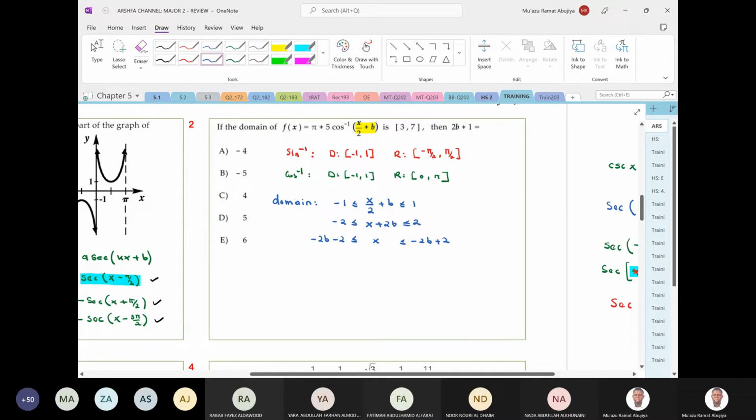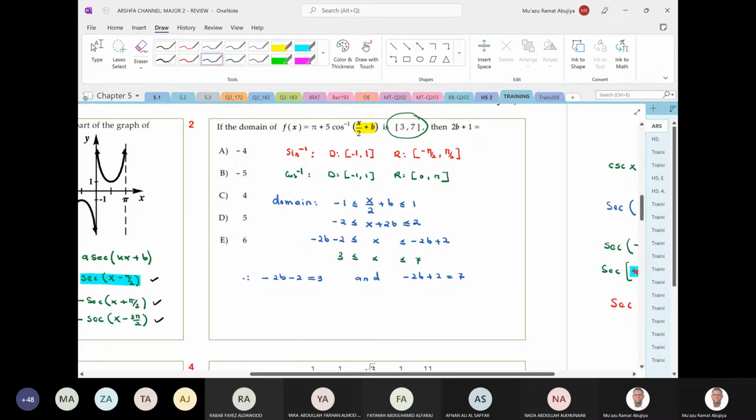Then we have good news. Comparing with this interval, the question tells us that the interval is 3 less than or equal to x, which is less than or equal to 7. So what does this mean? Therefore, we can say minus 2b minus 2 is equal to 3, and also minus 2b plus 2 is equal to 7.